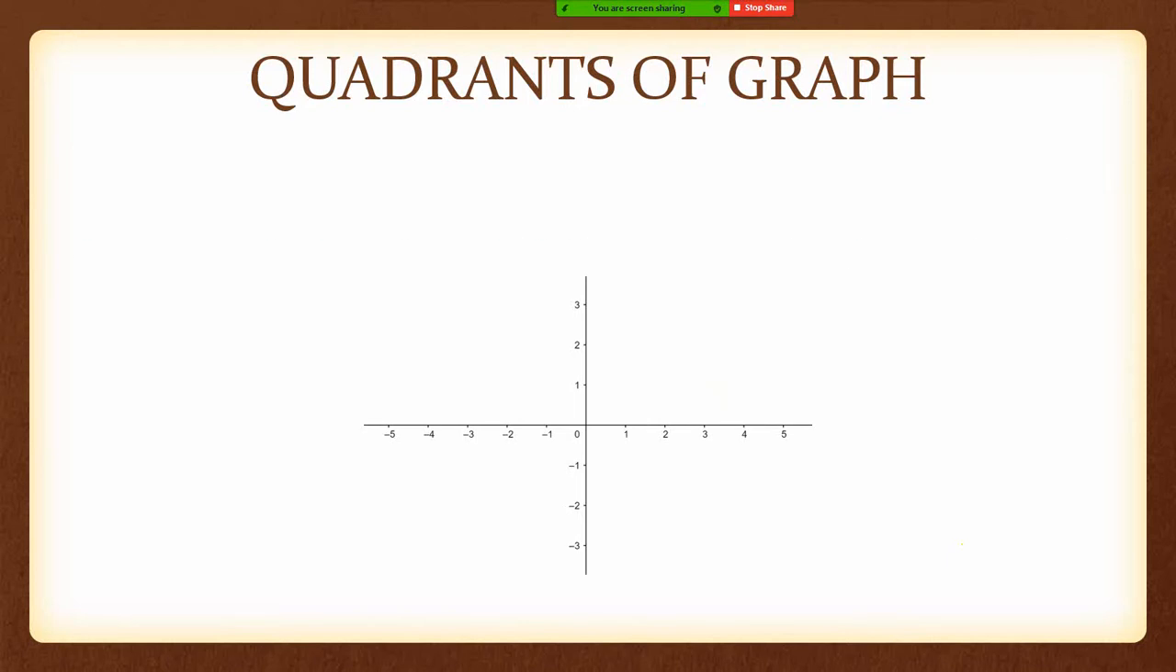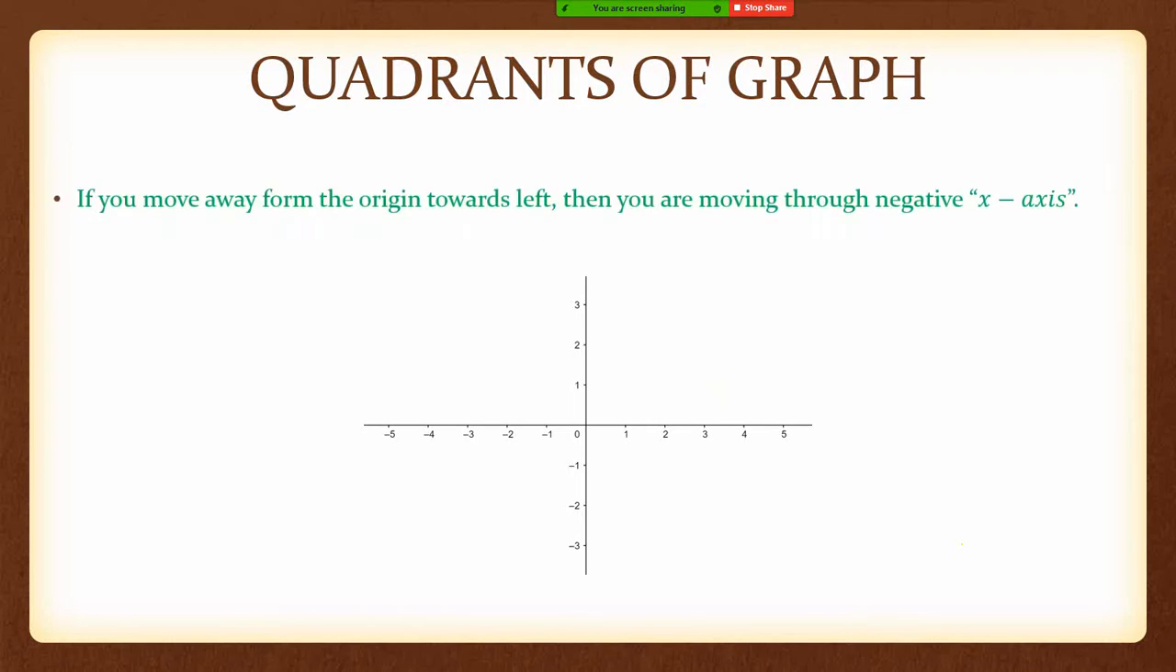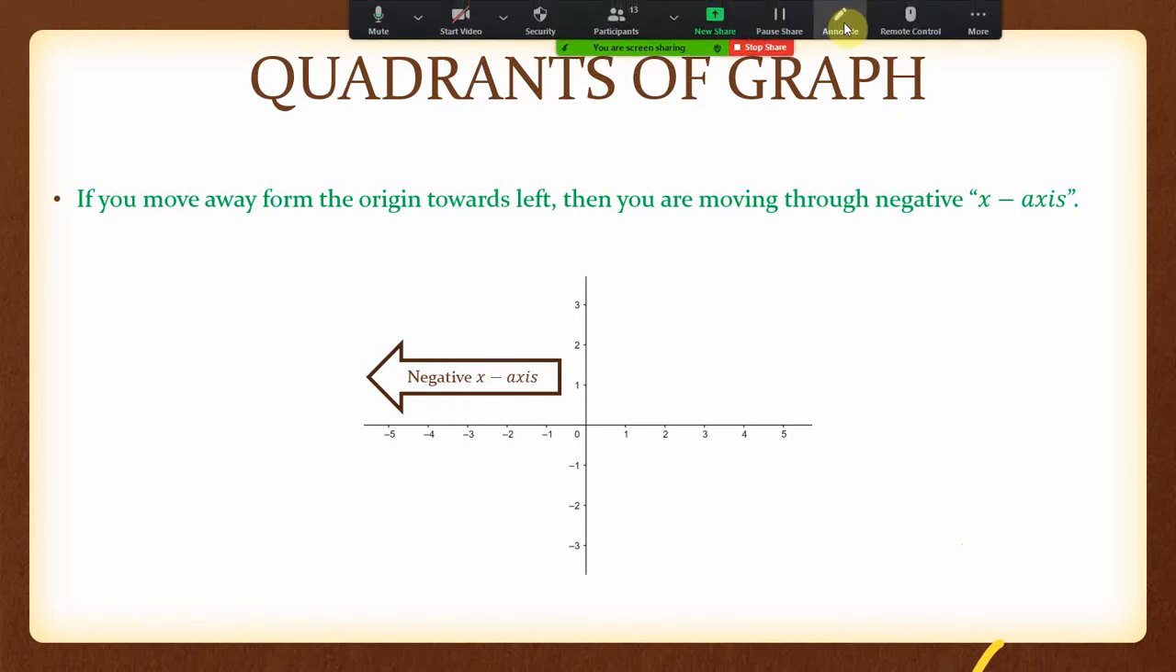Moving ahead. If you move away from the origin towards left, then you are moving through the negative x-axis. It means whenever we have any value on the left hand side of the origin, it means you are working on the negative x-axis. Okay?